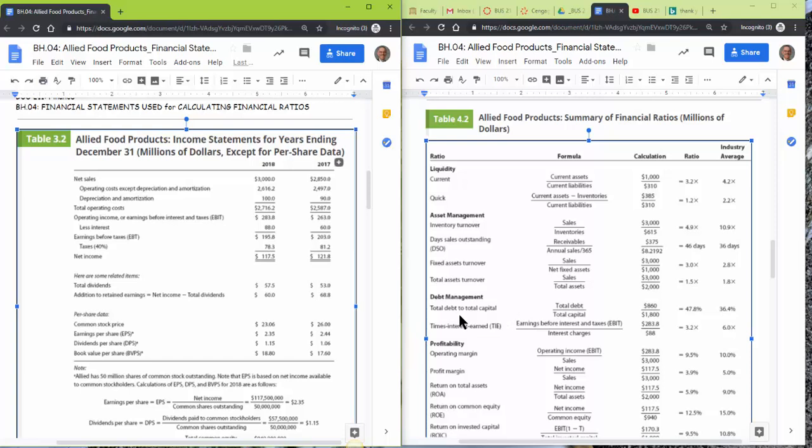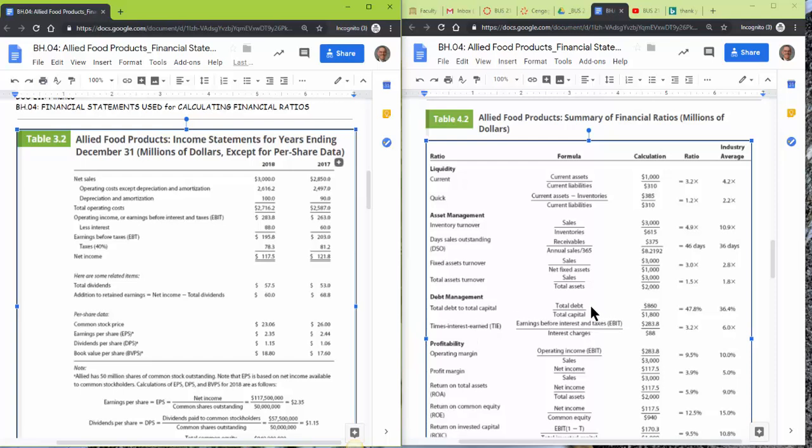One, the total debt to total capital ratio, which measures debt capacity, the ability of the business to take on more debt in the future, and two, times interest earned, the ability of the company to pay current interest payments from operating income. Let's look at the total debt to capital ratio.